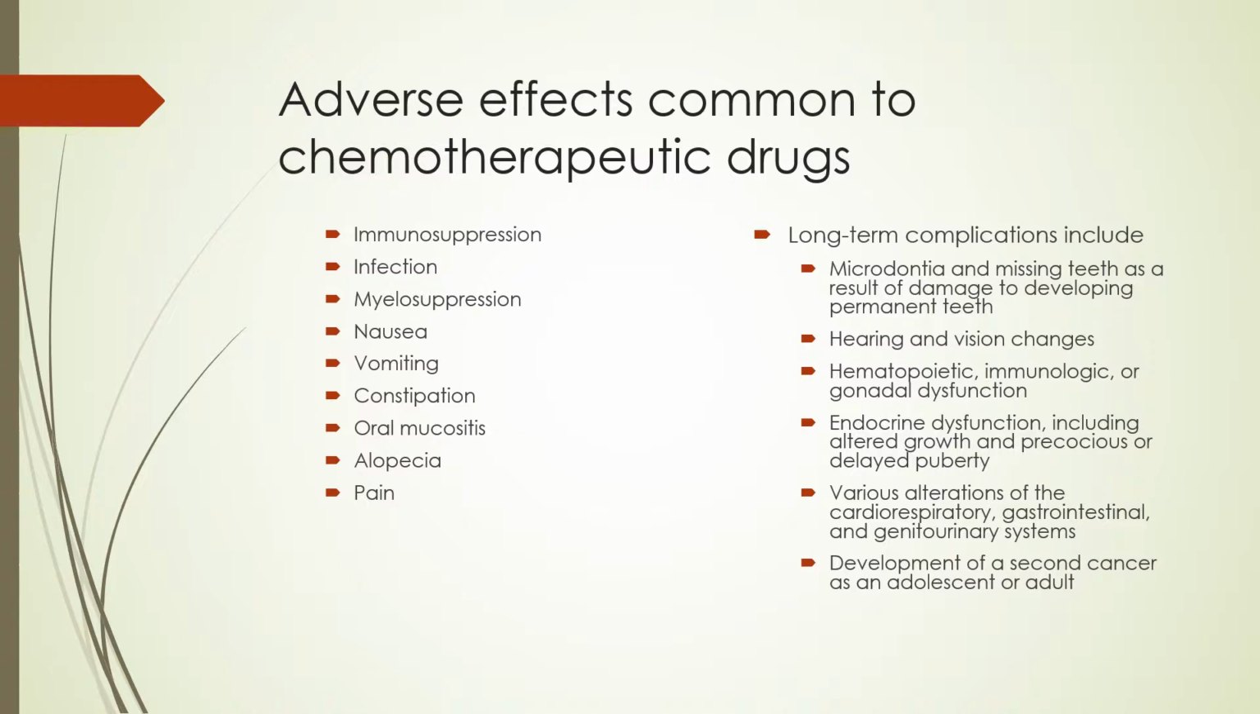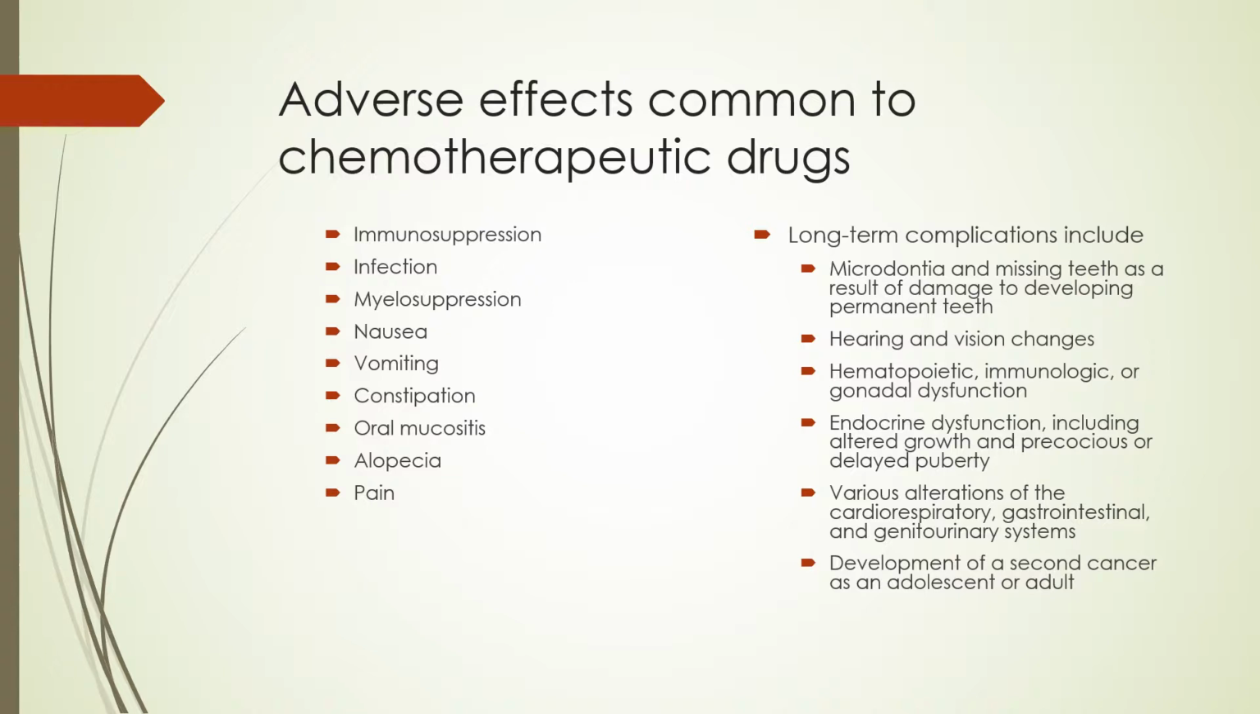Myelosuppression, meaning that everything that comes from the bone marrow, those are the red cells, the platelets, and the white cells, all are suppressed. Unfortunately, the GI system is really hit by this, so they have nausea, vomiting, and constipation, and they get these horrible oral sores, these mouth sores. And the alopecia, that's when they lose their hair, and then there can be pain along with it.